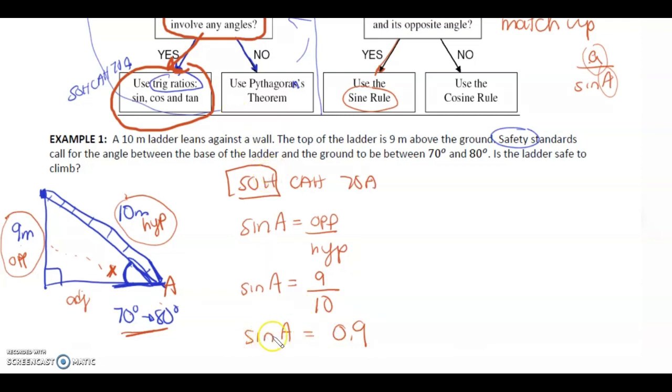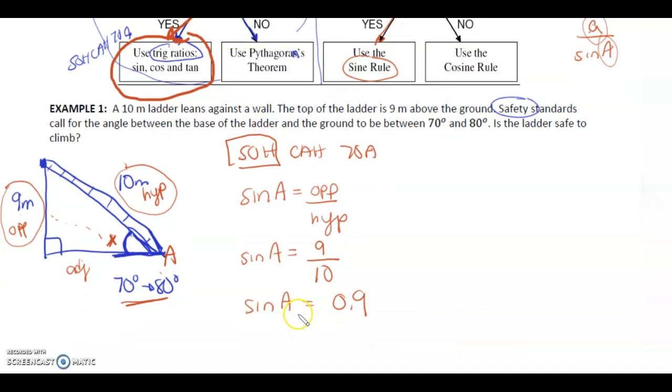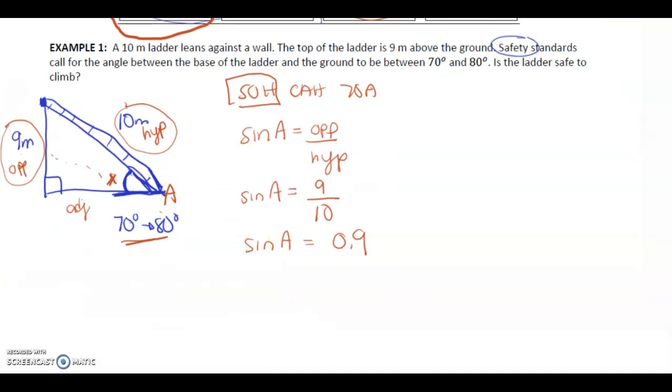So we haven't solved for A, we've solved for sine A. In order to reverse that sine, we are going to take sine inverse of both sides. It's quite obvious that 0.9 is not our angle. Then we get A equals sine inverse of 0.9. We get 64 degrees.